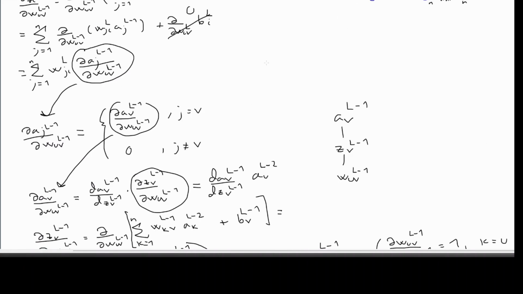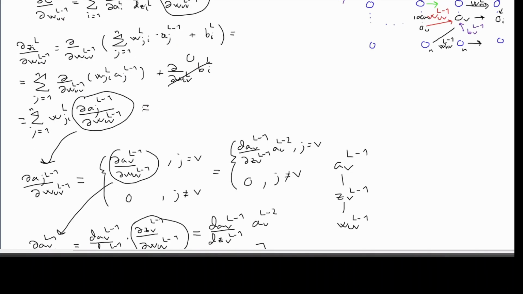So now going up the chain, we already found an expression for this partial derivative, which we have here. We can substitute that in. That is this expression right here. If we substitute that in, we get that when j is equal to v, that is DAV with respect to the weighted input multiplied by the activation at neuron U at layer L minus 2. This is when j is equal to v and it's 0 otherwise.